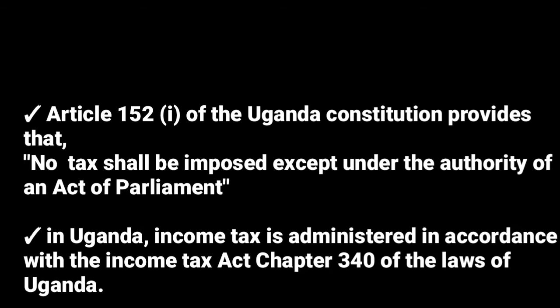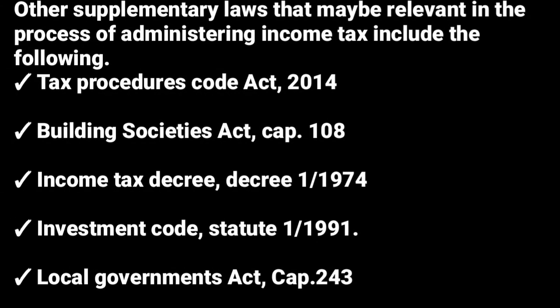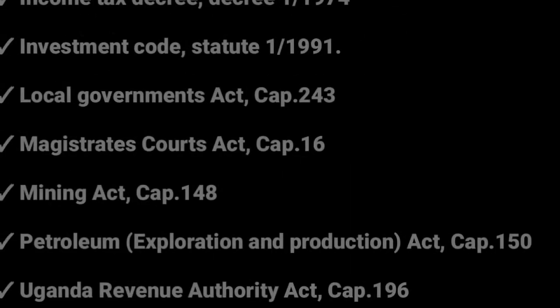In Uganda, income tax is administered in accordance with the Income Tax Act, Chapter 340 of the laws of Uganda. Other supplementary laws that may be relevant in administering income tax include the Tax Procedures Code Act 2014, Building Societies Act, Chapter 108, Diplomatic Privileges Act, Chapter 201, Income Tax Decree, which is the decree of January 1974, Investment Code Statute of January 1991, Local Government Acts, Chapter 243, Magistrates Court Act, Chapter 16.